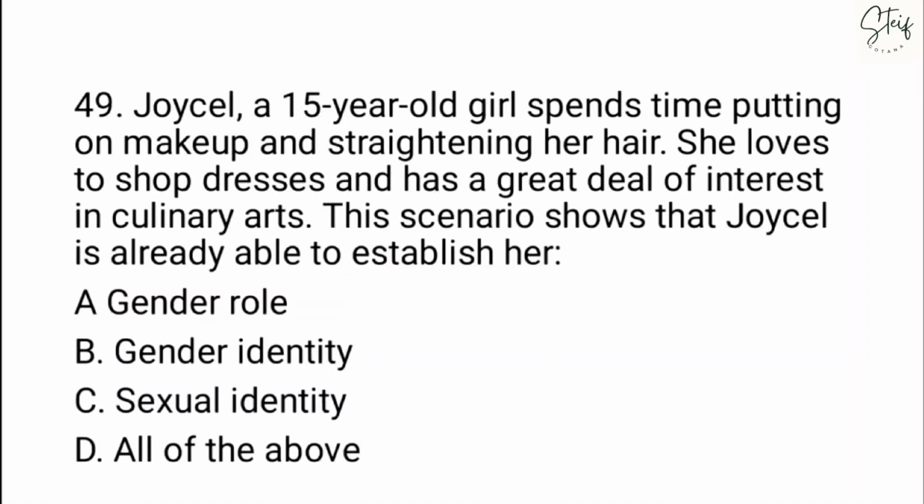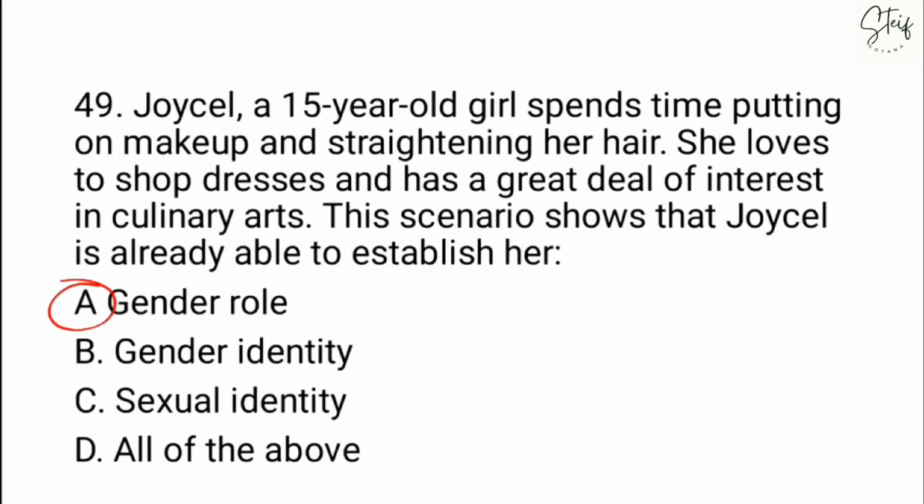Joycel, a 15-year-old girl, spends time putting on makeup and straightening her hair. She loves to shop for dresses and has a great deal of interest in culinary arts. This scenario shows that Joycel is already able to establish her: A. Gender role, B. Gender identity, C. Sexual identity, D. All of the above. Our answer here is letter A.